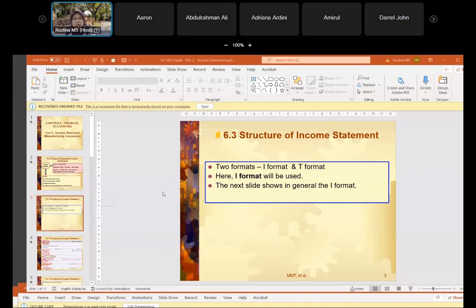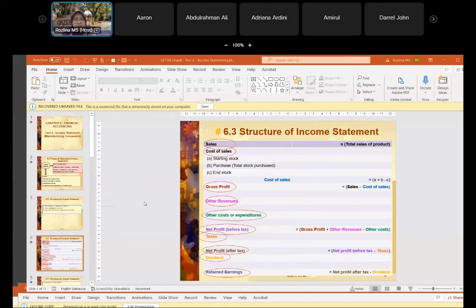Reading during Form 5, usually. So maybe they get used to the T format. The others maybe like to use the I format. Okay, this is the I format.